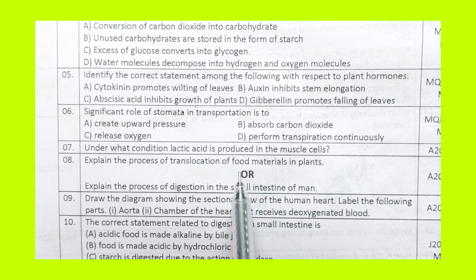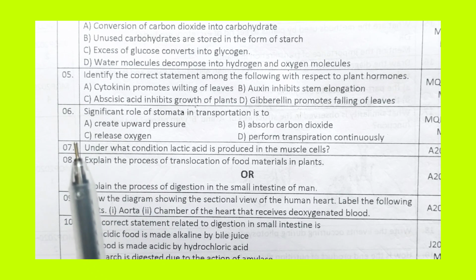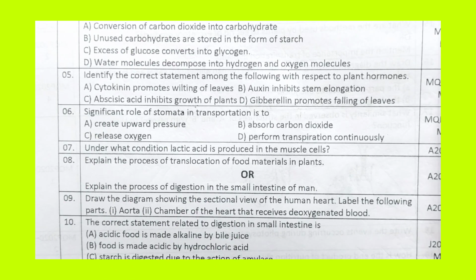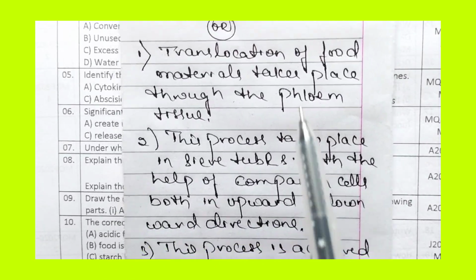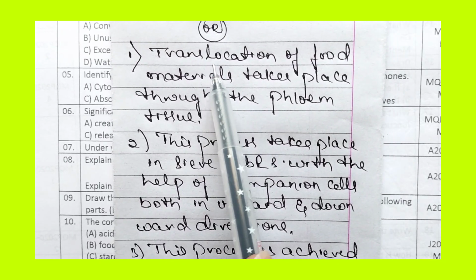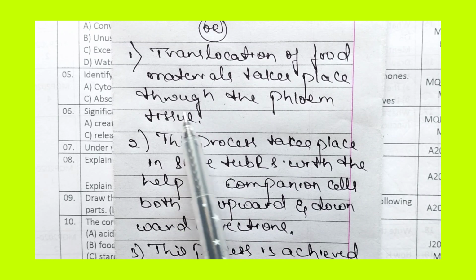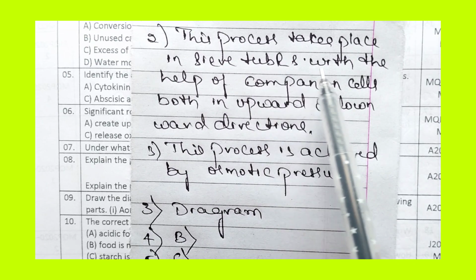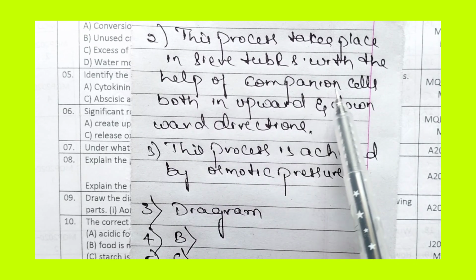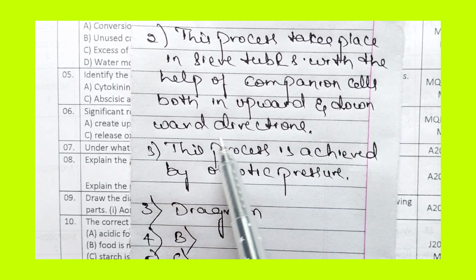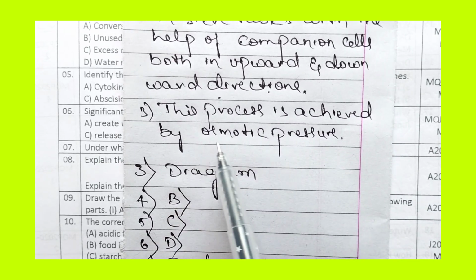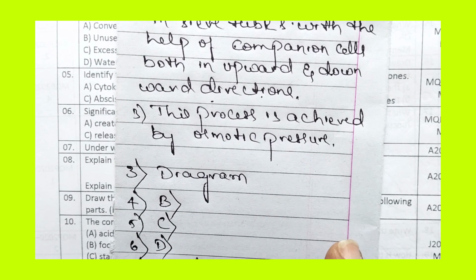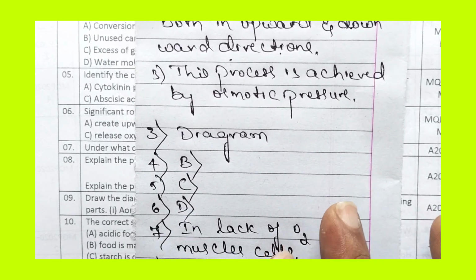Explain the process of translocation of food material in plants. We have already answered this, that is, explain the process of transportation of substances in phloem. ಇದೇ ಕ್ವಶನ್ ಅನ್ನ ನೀವು ಮತ್ತೆ ಆನ್ಸರ್ ಮಾಡಿ ಇದೇ ಆನ್ಸರ್ ನ ಬರೀಬೇಕು. Translocation of food material takes place through the phloem tissue. First point. Second is this process takes place in sieve tubes with the adjacent cell called companion cells, both in upward as well as in downward direction, and this process is achieved by osmotic pressure. So this is the answer that you have to write for eighth question also.